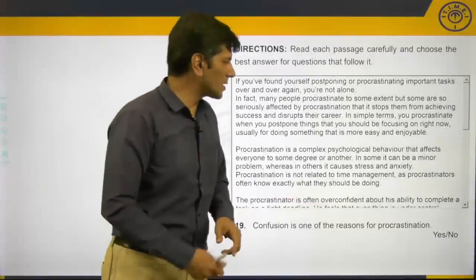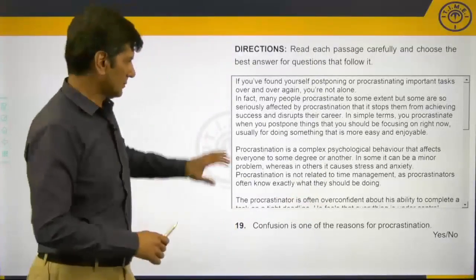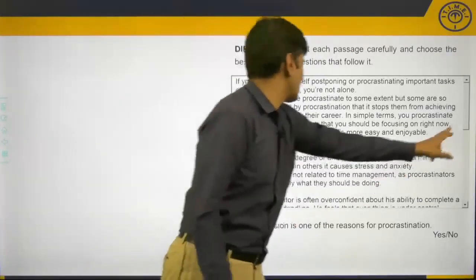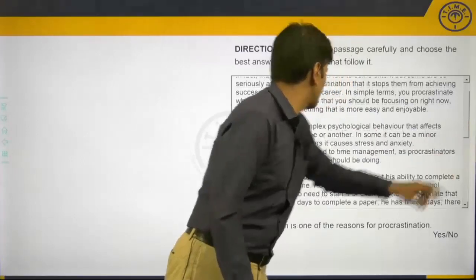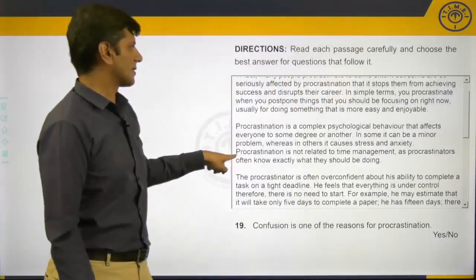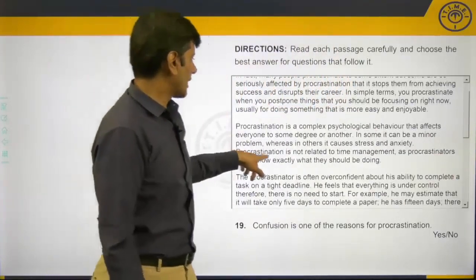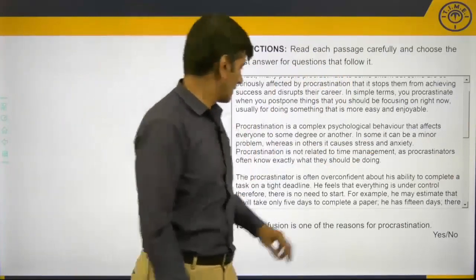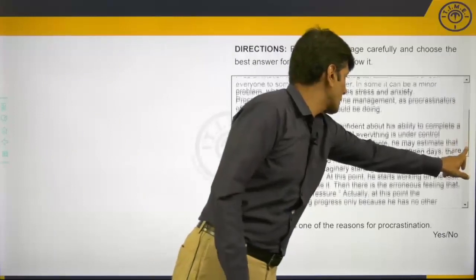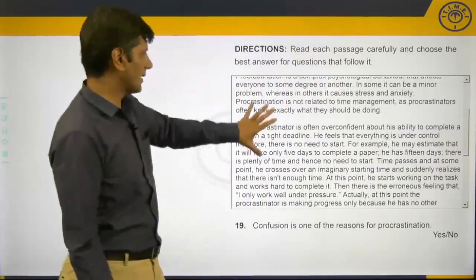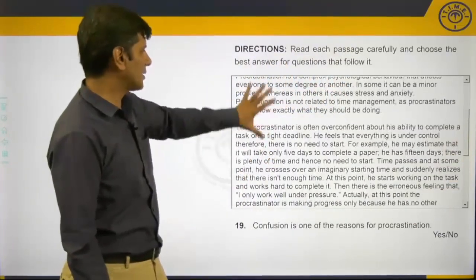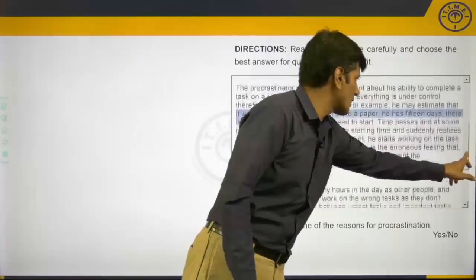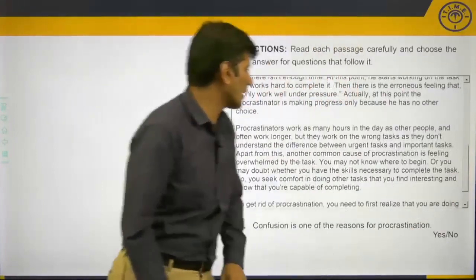Confusion is one of the reasons for procrastination. Now, second paragraph, the last sentence. Procrastination is not related to time management, as procrastinators often know what exactly they should be doing. They do know what they should be doing. Then, the next paragraph, they feel that everything is under control, but only when the time comes do they realize that something is going wrong.